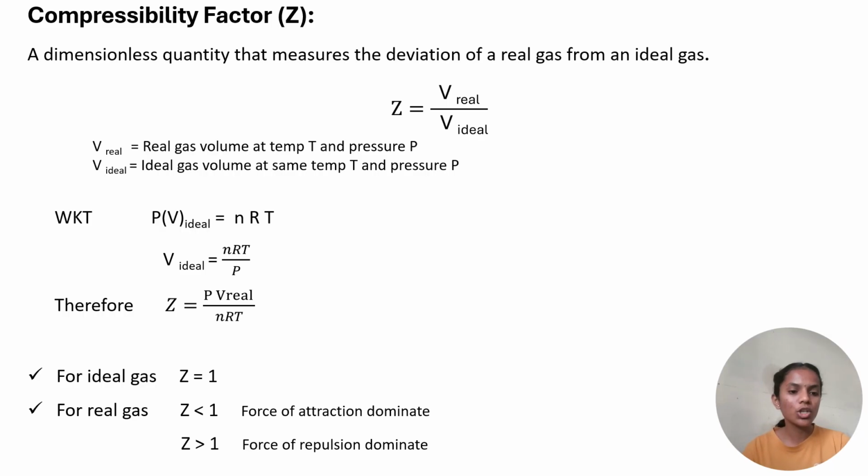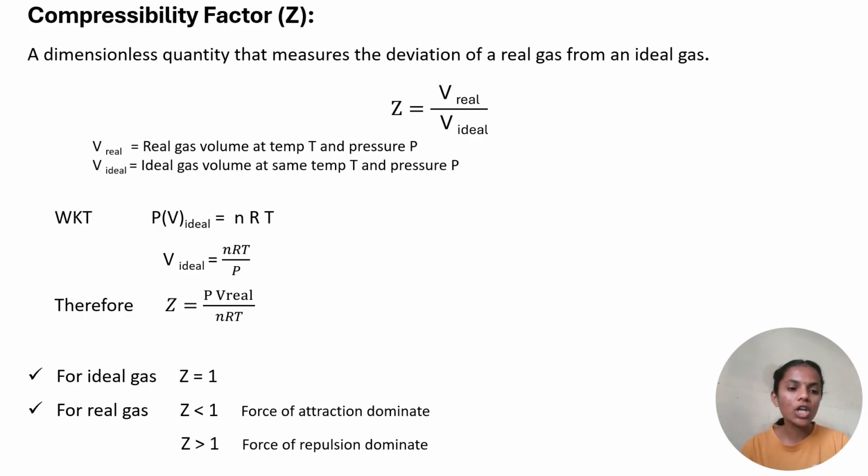The first scenario is Z less than 1, which means the attractive forces between the gas molecules pull the molecules closer together, which causes a decrease of volume. This is more likely to occur at low temperature and moderate pressure.